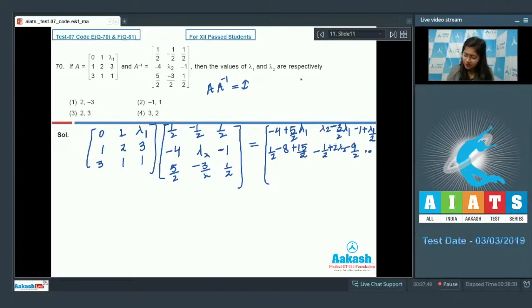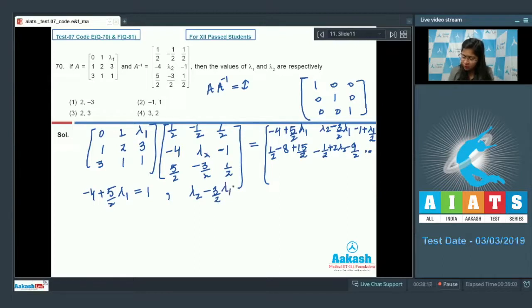Right? Now this is given to be equal to 1, 0, 0, 0, 1, 0, 0, 0, 1. Now we have only two unknowns. So it is not required to find all the values of the matrix. From here only we can say that minus 4 plus 5 by 2 into lambda 1 will be equal to 1 and lambda 2 minus 3 by 2 into lambda 1 will be equal to 0. So we can say that lambda 2 is equal to 3 by 2 into lambda 1.